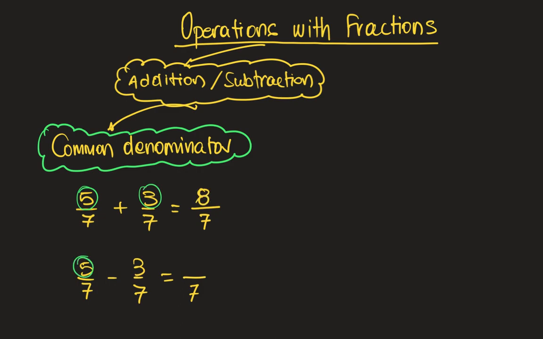And then you subtract 5 minus 3. That's going to give you 2. 2 over 7 is going to be the final answer. And then if you can simplify it further, you go ahead. But in this case, we cannot really simplify.